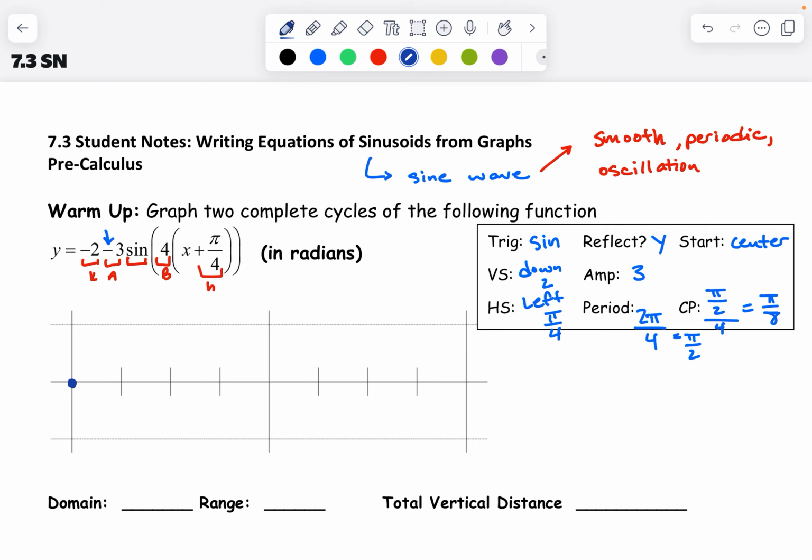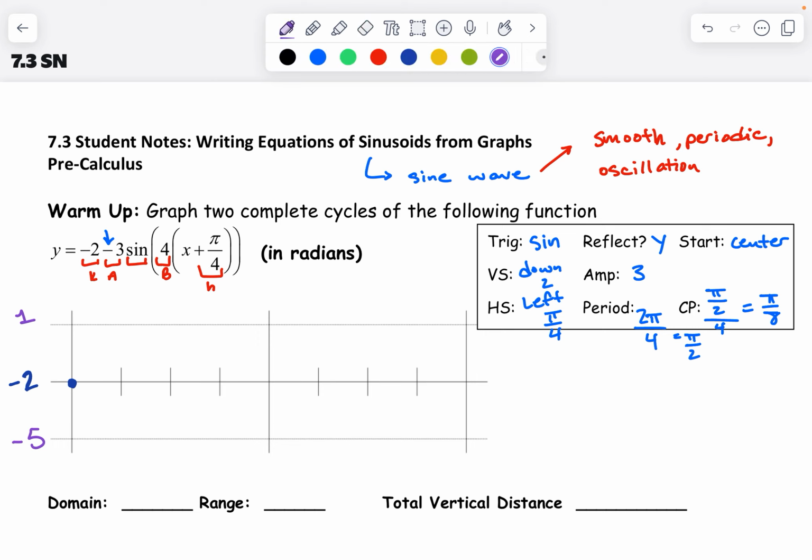First thing, it's sine, so we're going to start in the center. Next, we've been moved down 2. So instead of our center line here being a 0, it's going to be a -2 because we've been moved down 2. We have an amplitude of 3, so that means to get from the highs and the lows, we need to have a difference of 3. So -2 plus 3 gives me 1. And -2 take away 3 gives me -5. So there are my values for my y-axis.